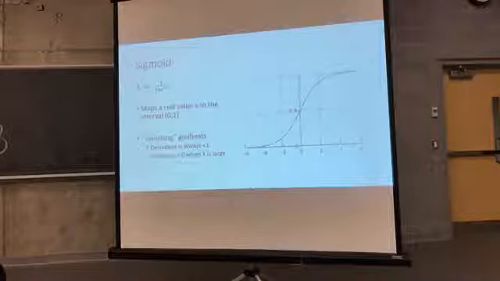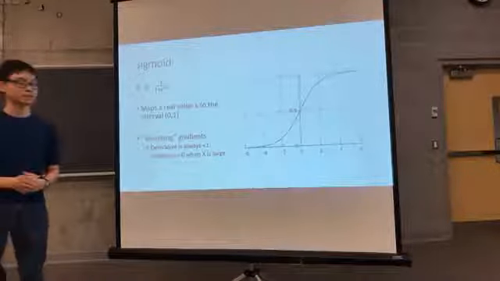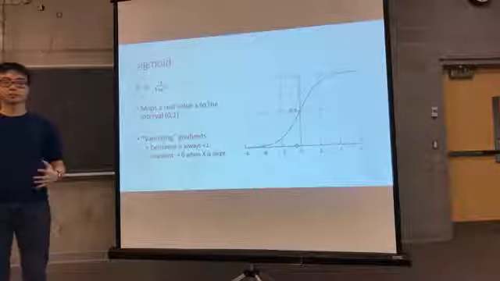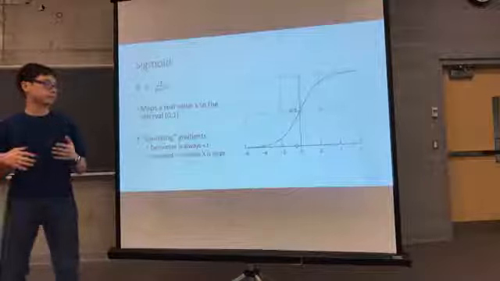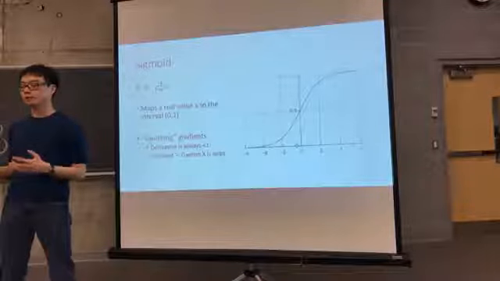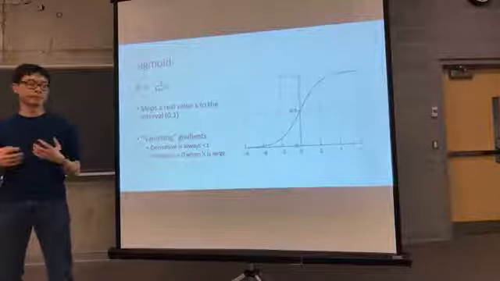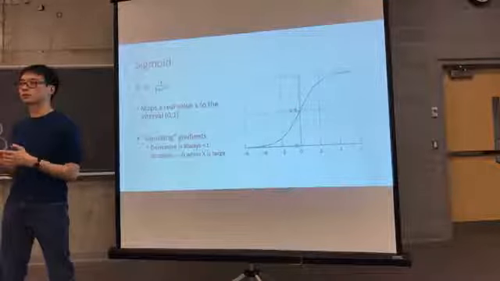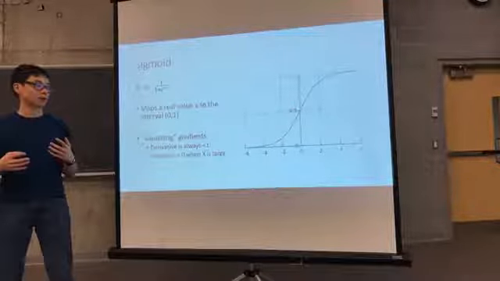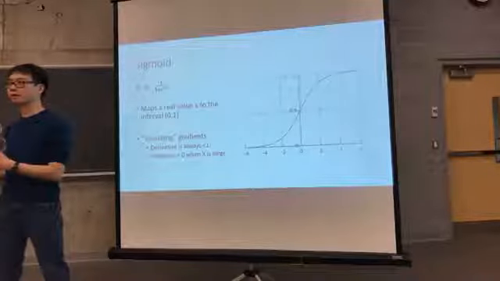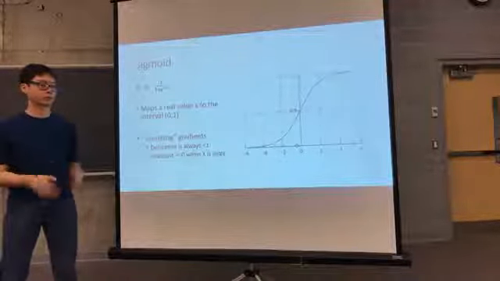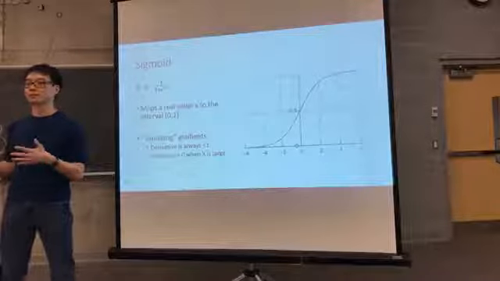Okay, so the first activation function we have is called Sigmoid. So what is Sigmoid? Sigmoid is a function that looks like this. It takes any real number and maps it to the interval 0 to 1, non-inclusive. So it will never give you a value of 1, and it will never give you a value of 0, but it will go arbitrarily close.